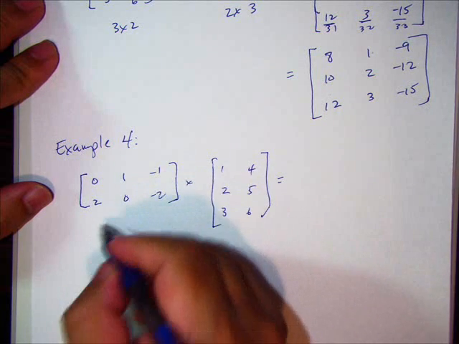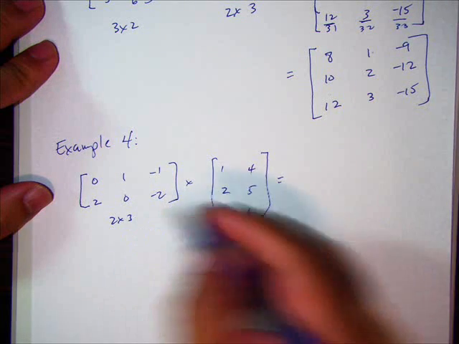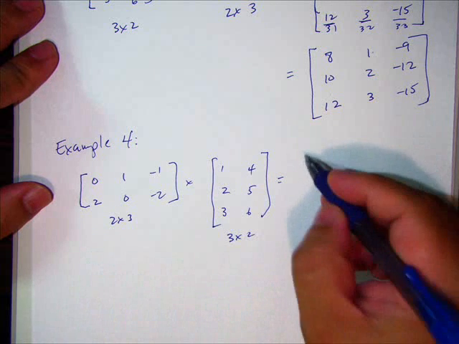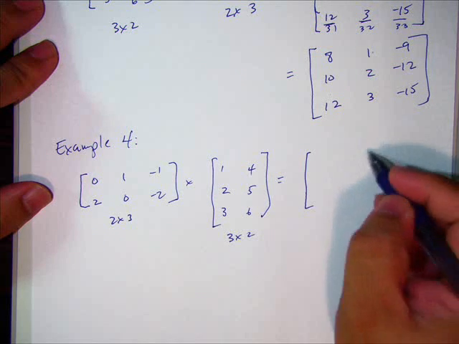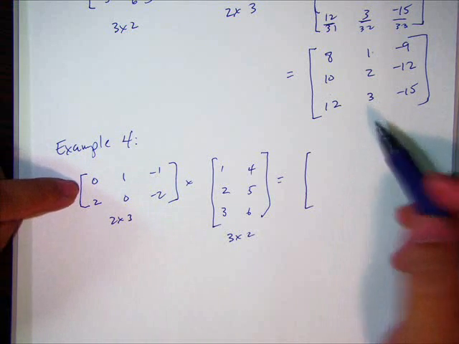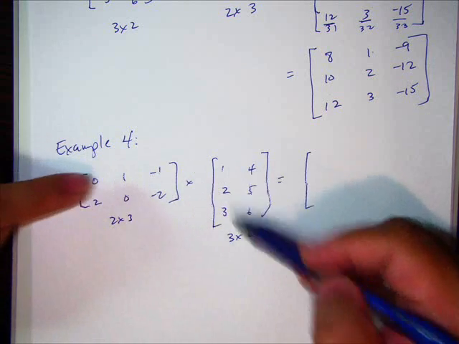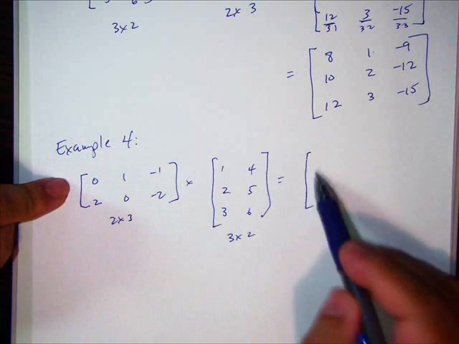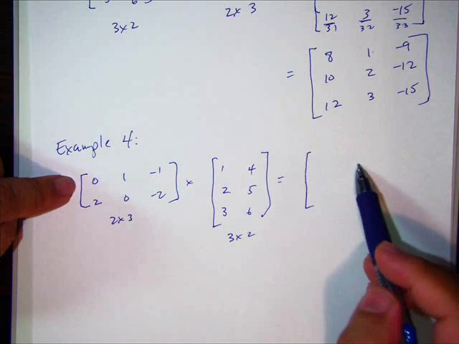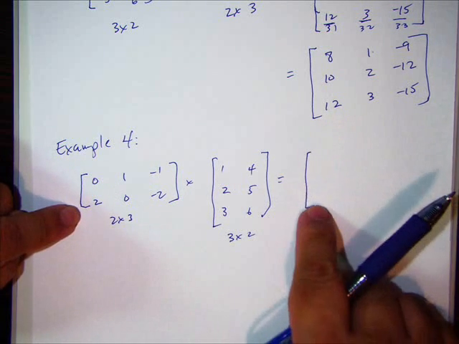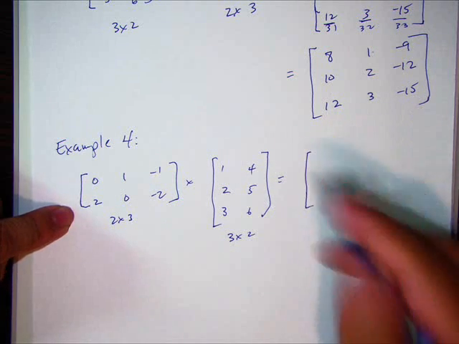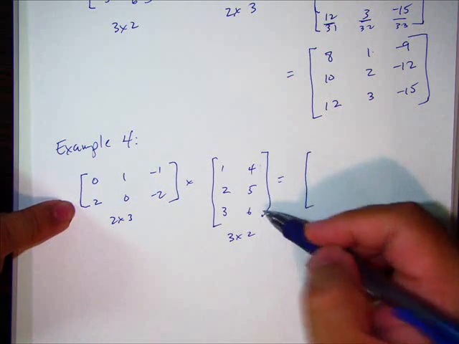So this time it's a 2 by 3 and a 3 by 2, which means we're going to get a 2 by 2 matrix. We're going to get a square matrix. Alright. So here, first row, first column is going to give us cell 1, 1. Then first row, second column will give us cell 1, 2. Cell 2, 1, second row, first column, cell 2, 2, second row, second column.